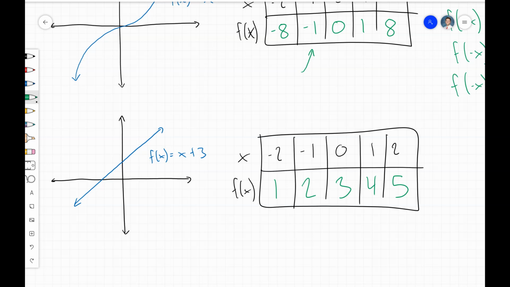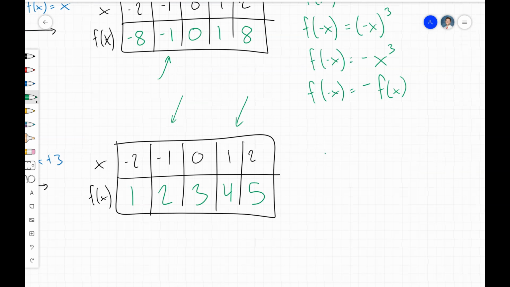And again, by table, we can see that we don't have an even or odd function, because f of 1 is 4, and if this were an even function, f of negative 1 would also be 4. If it were an odd function, f of negative 1 would be negative 4. Instead, we don't see any type of symmetry here. 4 and 2 obviously are not the same number, nor are they opposites.